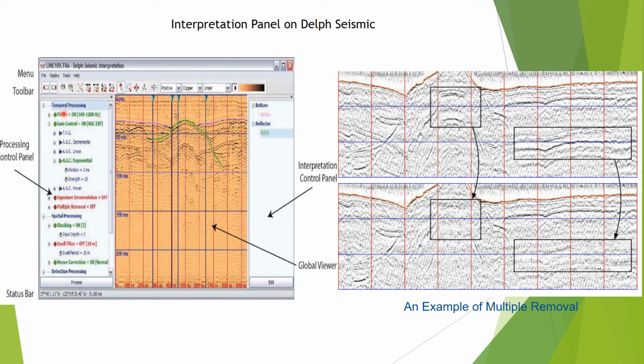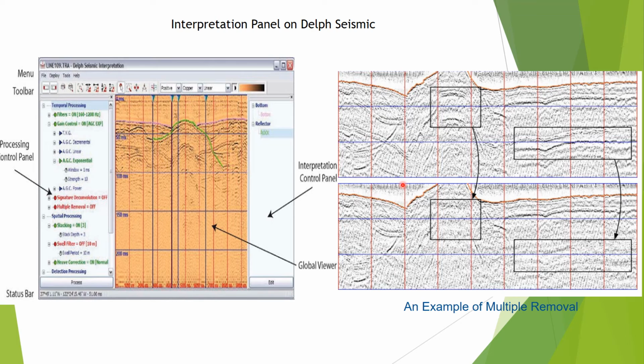These are the filters description. This is the gain control, and this is the signature deconvolution. So we'll get a typical theoretical seismic section, and in the right panel you can see there are too many multiples in the sea surface. There is the reflector and the multiple.